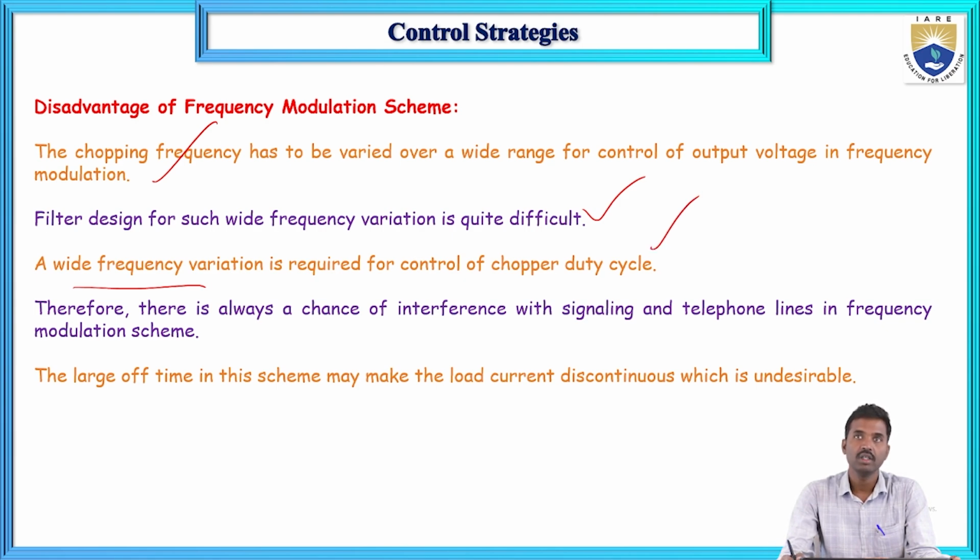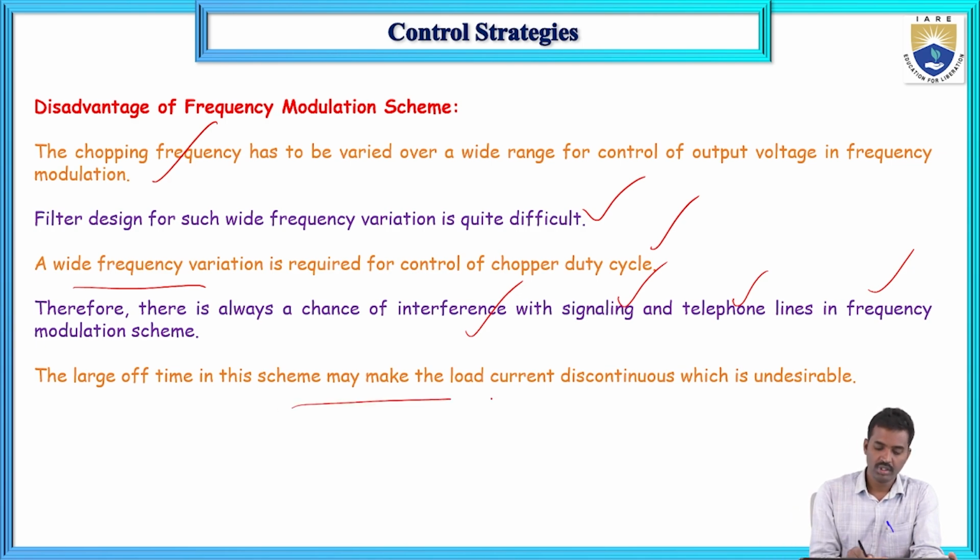And the last one is that there is always a chance of interference with signaling and telephone lines in the frequency modulation scheme. A large off time in this scheme may make the load current discontinuous.